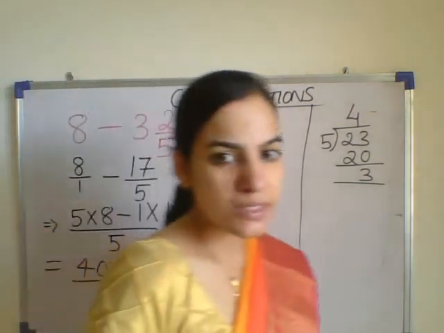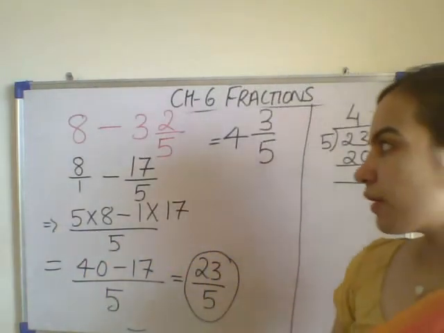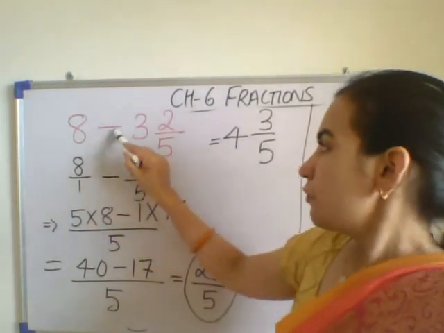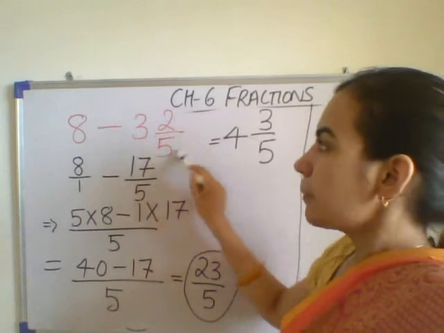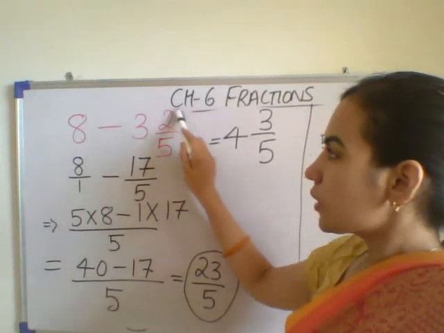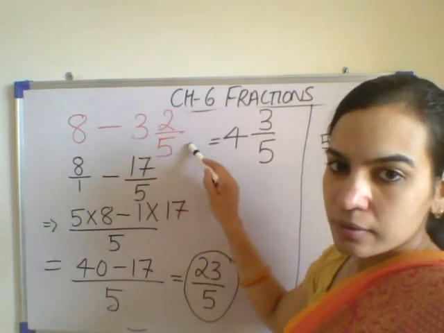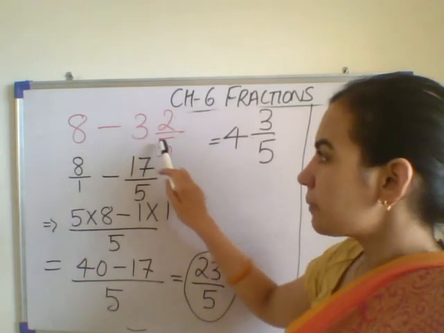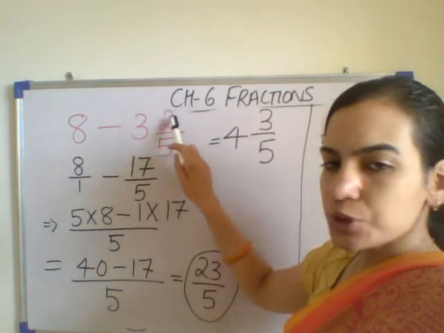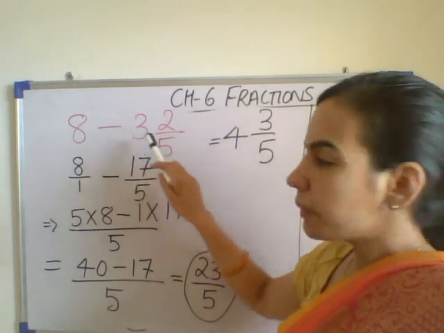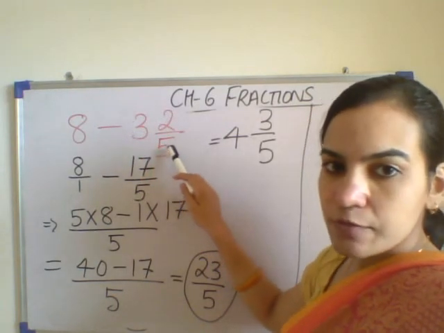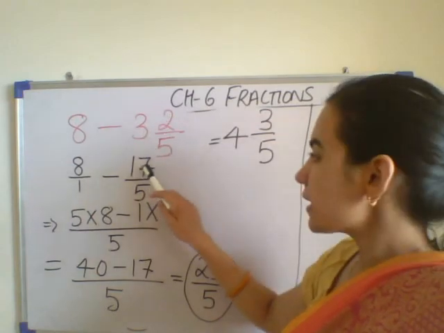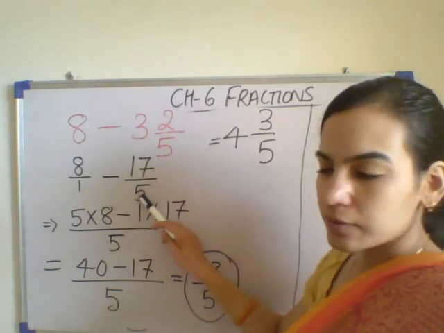So let us revise this question again. You have to subtract this mixed number from this whole number, that is 8. So first of all, convert this mixed number into a fraction. How will you be converting it? 3 multiplied by 5 plus 2. So 3 multiplied by 5 is 15. 15 plus 2 is 17. So here we get 17 upon 5.